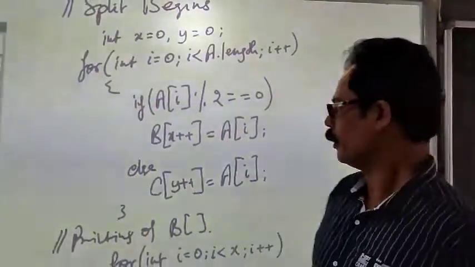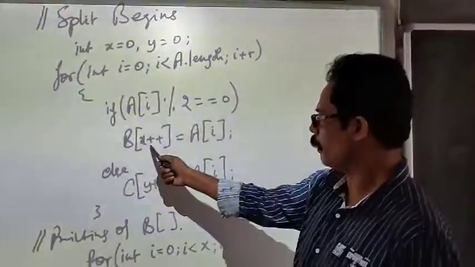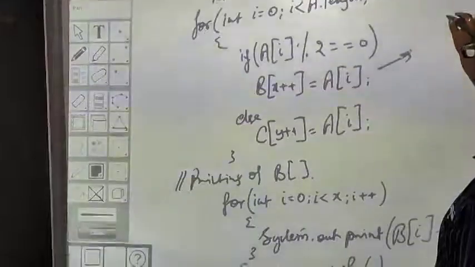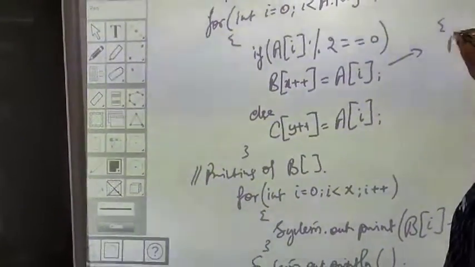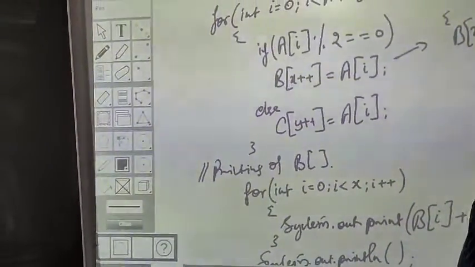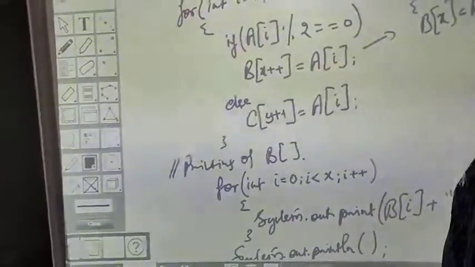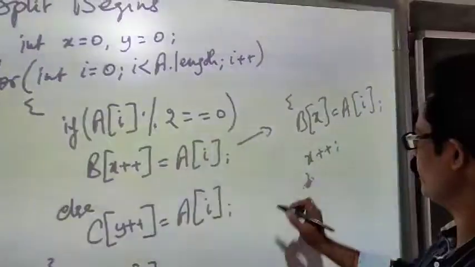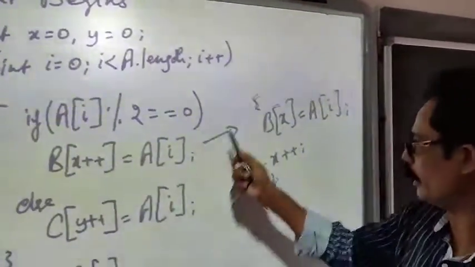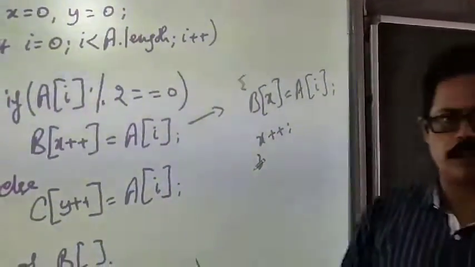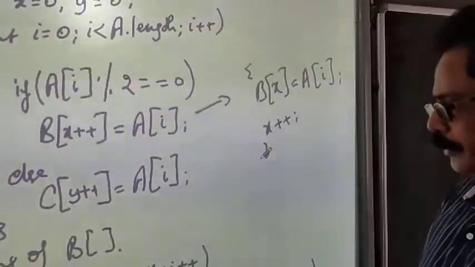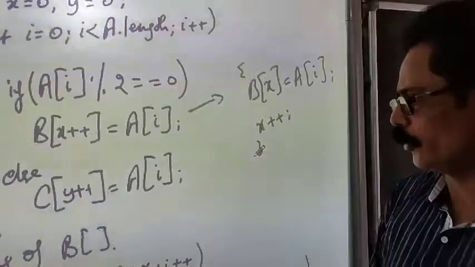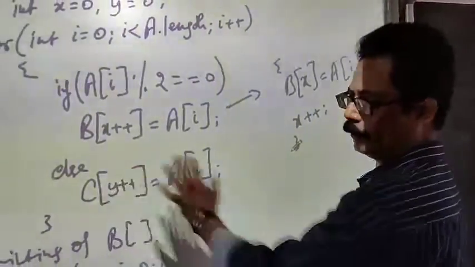then in that case B[x++] is equal to A[i]. This can also be written this way, that is, open bracket, then we can write B[x] is equal to A[i] and x plus plus. This particular statement can be written into two statements. Otherwise, C[y++] is equal to A[i]. So this is the concept for splitting.